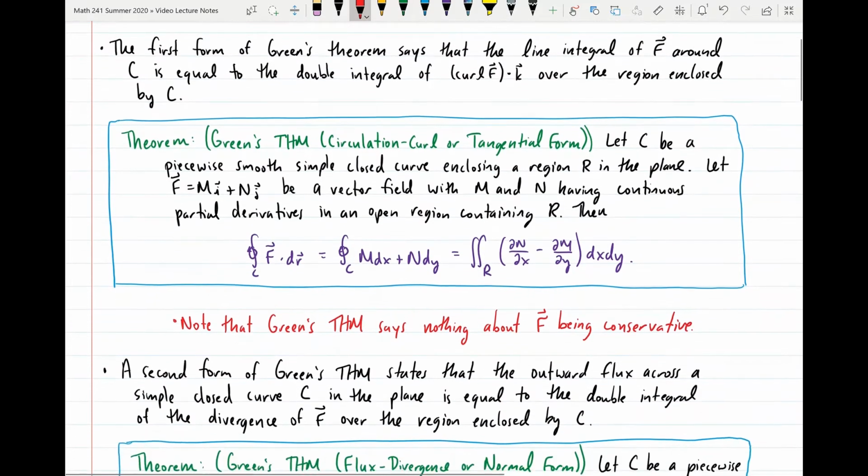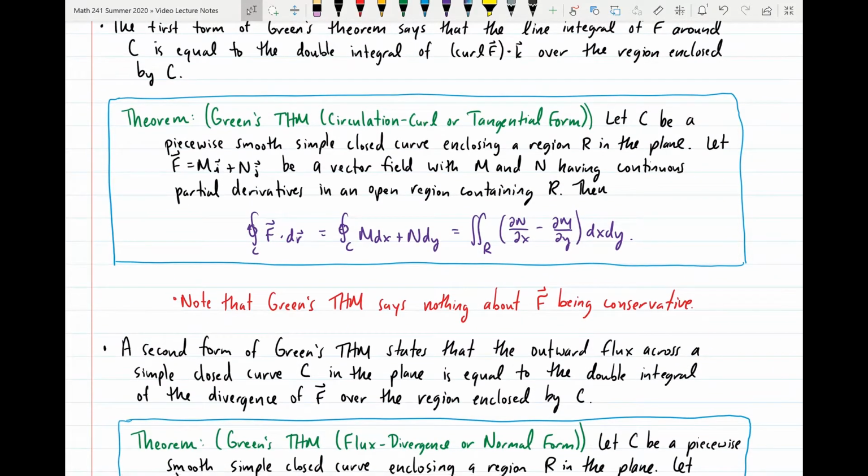So this is the first form of Green's theorem, and we will state it here. This is Green's theorem in the circulation curl or tangential form. Let C be a piecewise smooth, simple closed curve that encloses a region R in the plane. So we have a curve, maybe it looks like this, but it's simple and closed, and we are going to traverse it in the counterclockwise direction, and the region inside of that simple closed curve will be called R. And this is again all happening in the plane.